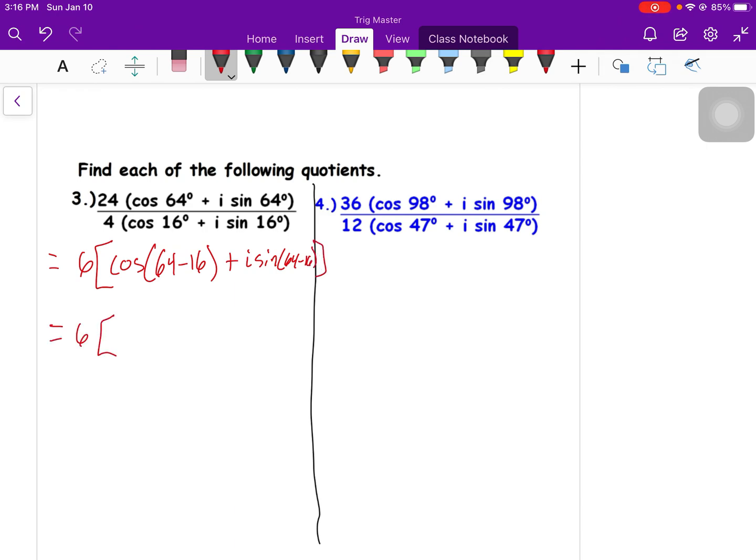So I get 6 times cosine. When I subtract 64 minus 16, hopefully I get 48. And I should have that same angle with sine.